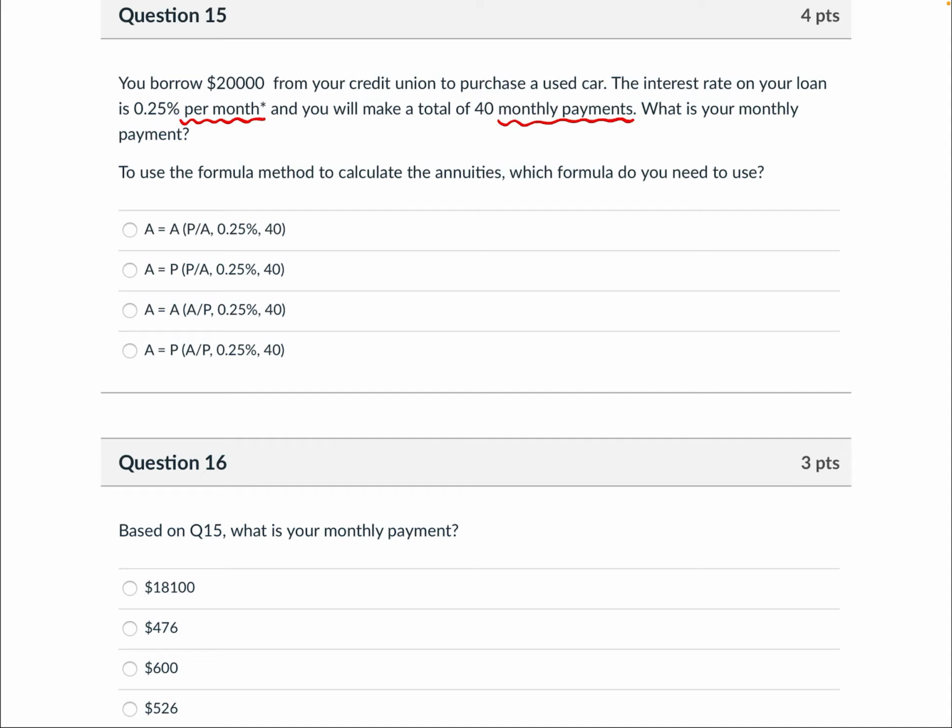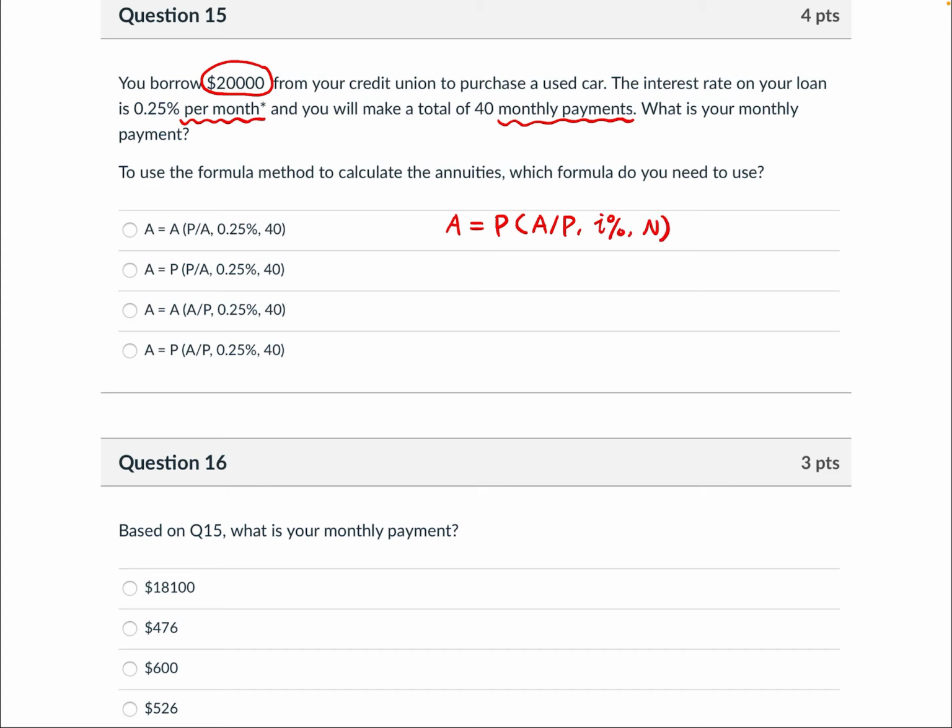Okay, and so this is a problem to ask you what is your annuity, what is your monthly payment, because every month you're going to pay the same amount. So that is an annuity. So this is to find the annuity given a present value. The present value is the 20,000 you borrowed. So the formula is to find A from given P. It's going to be P times A slash P, i% and N.